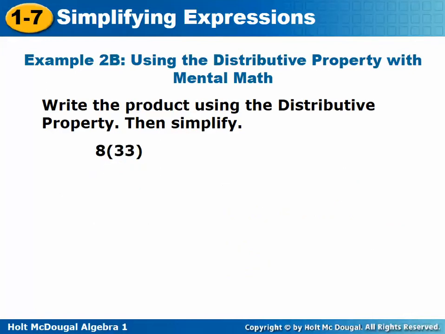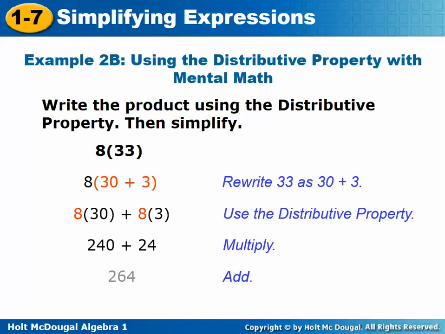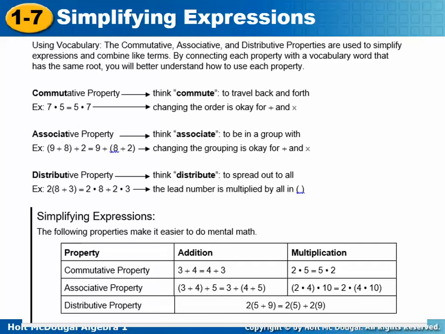In this one, maybe you could do 30 plus 3, because 8 times 30 is 240, and 8 times 3 is 24. So you very quickly could get that your answer is 264, even without a calculator. So these are some tricks to doing math without a calculator.